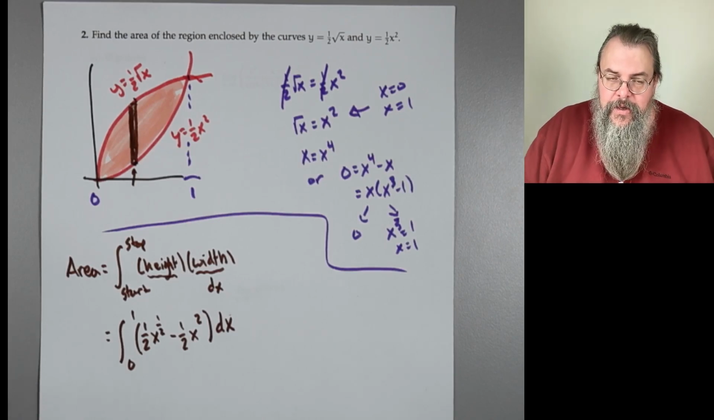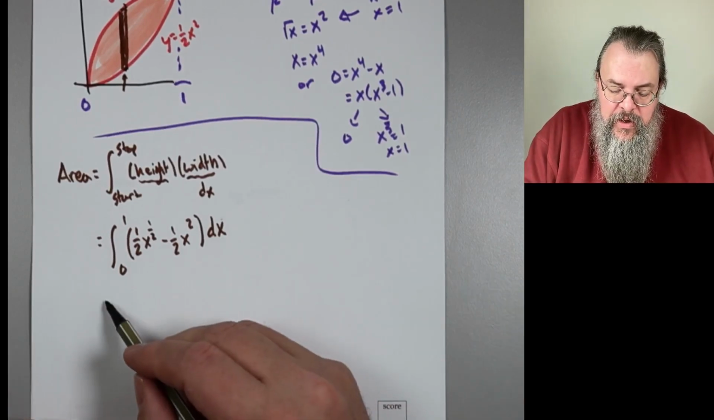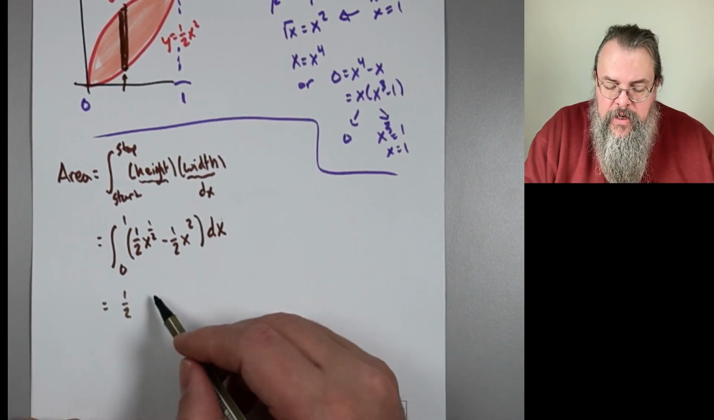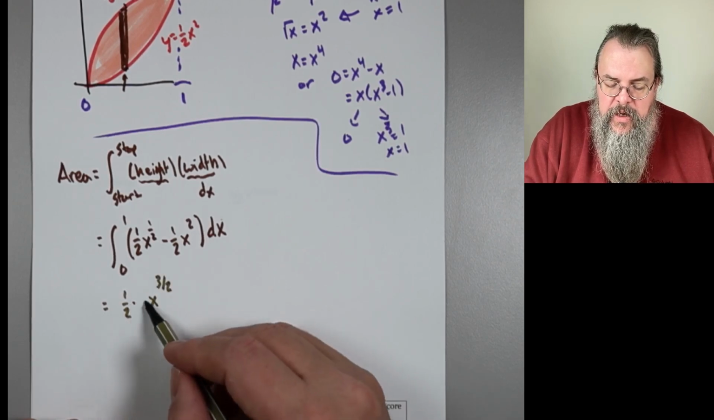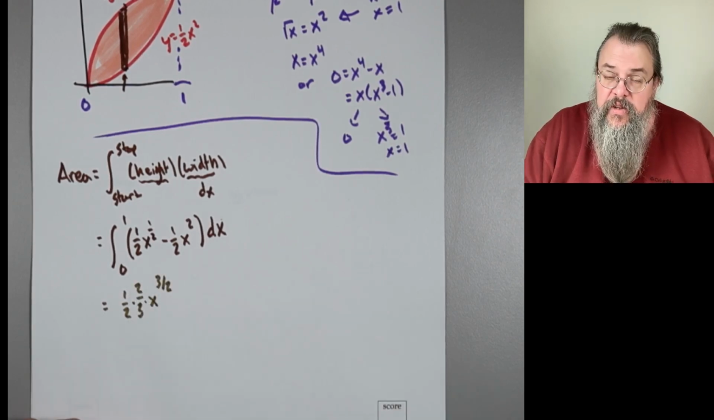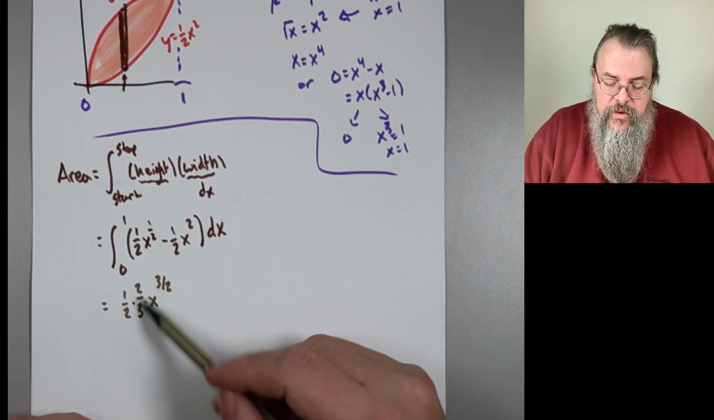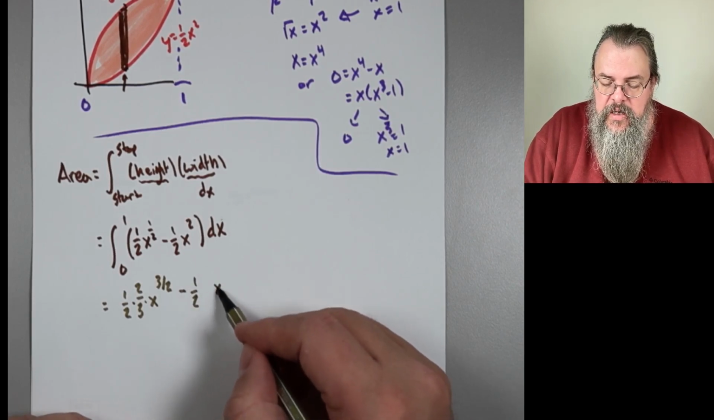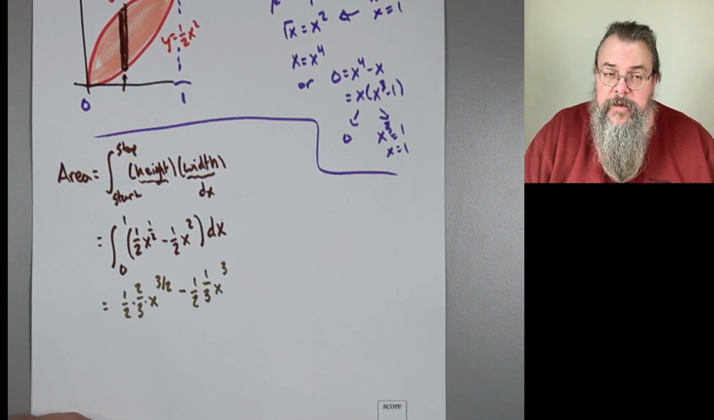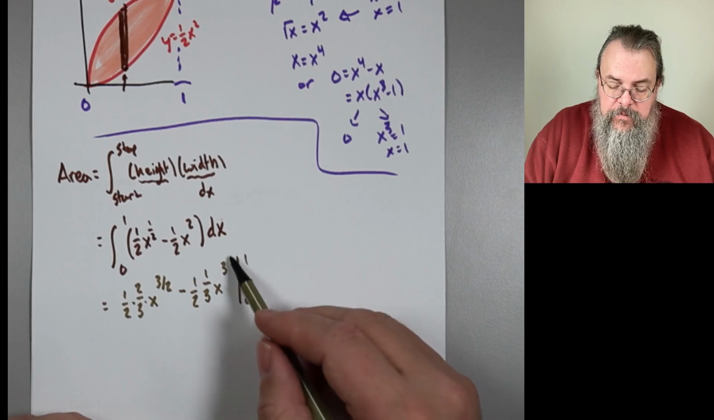All right, well, we're most of the way done. It's just a matter of finishing up the computation. So 1/2, we're going to add 1 to our exponent, makes 3 halves. And don't forget to multiply by the reciprocal. It's the same as dividing by 3 halves. So 2/3. Then minus 1/2, add 1, x cubed, multiply by the reciprocal, 1/3. And evaluate from 0 to 1.